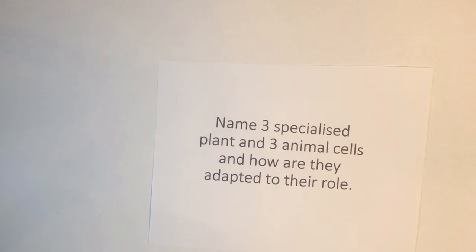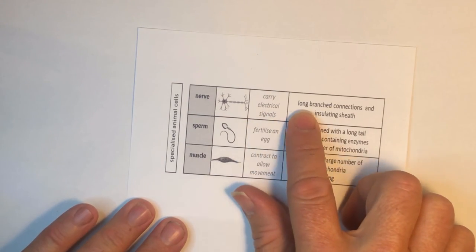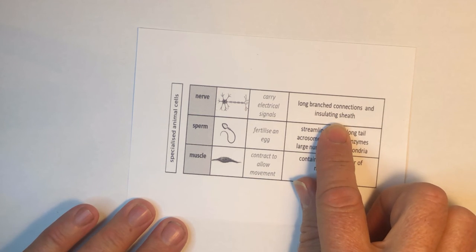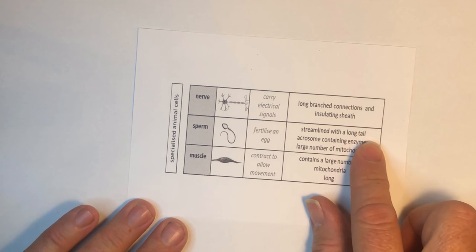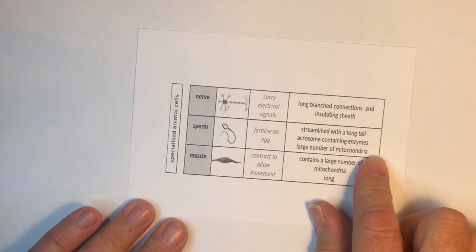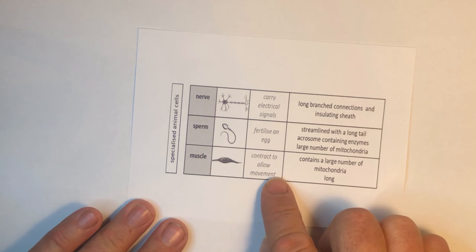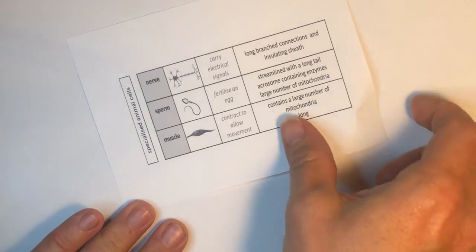So, to answer the question, name 3 specialised plant and animal cells and how are they adapted to their role. You will say a nerve carries electrical signals and has long branch connections and insulating sheath. A sperm fertilises an egg. It is streamlined with a long tail. Acrosome contains enzymes and it has a large number of mitochondria. A muscle contracts to allow movement and it contains a large number of mitochondria. They are also long.